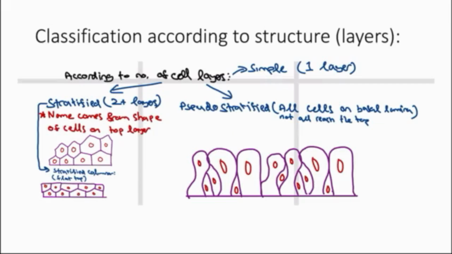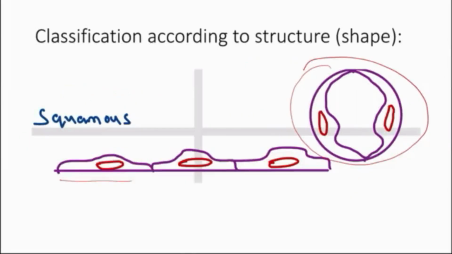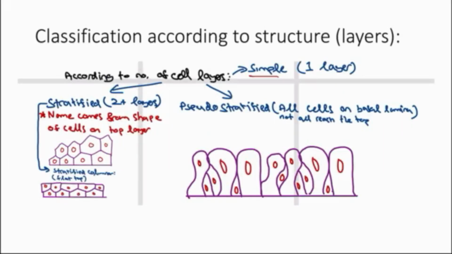Then we can talk about the layers. First of all, we can talk about the shape of the epithelium, so squamous, cuboidal, and columnar, and we can also talk about the layers. We can have simple, which is basically this here, just one layer of cells, nothing more than that. There's also stratified, which is two or more layers. If the top layer is columnar, then the epithelium would be called stratified columnar. It doesn't matter what's at the bottom, the top layer has to be columnar and more than one layer, and then we can call it stratified columnar epithelium.